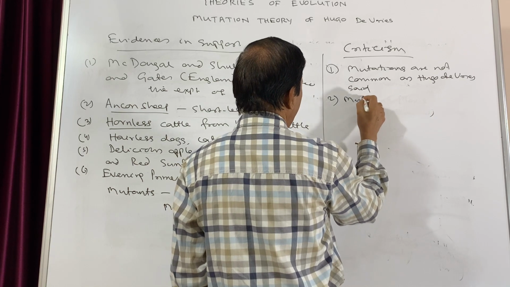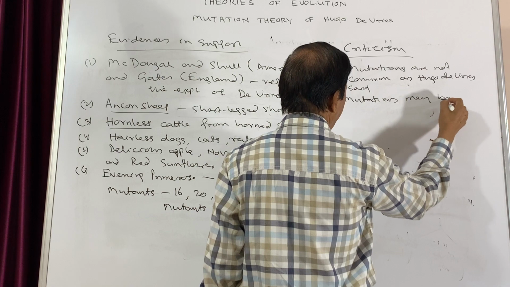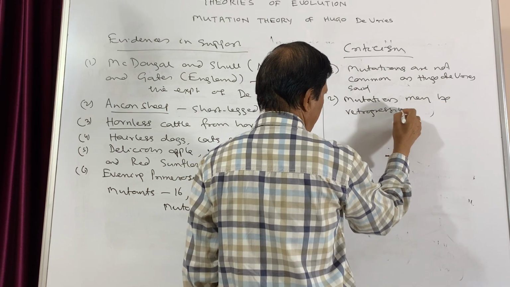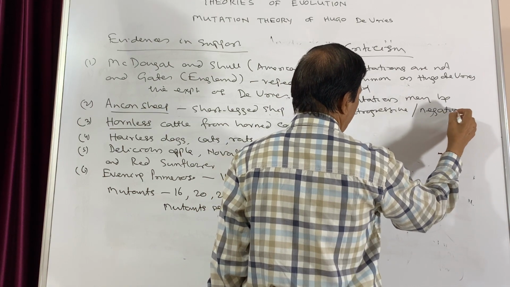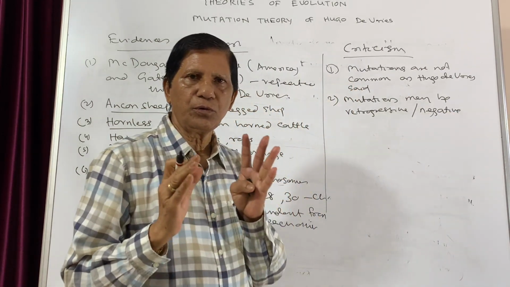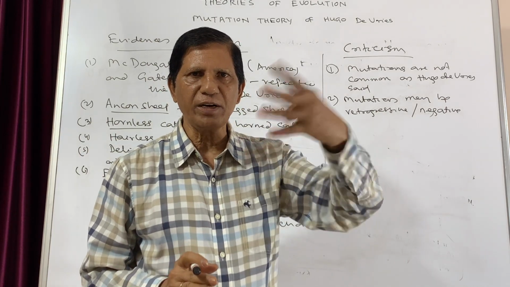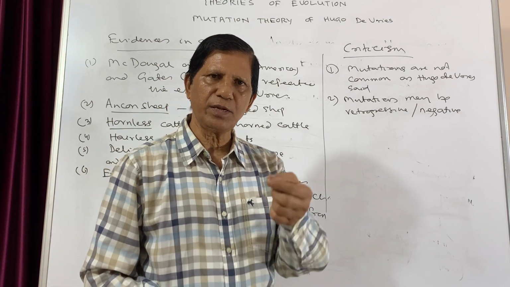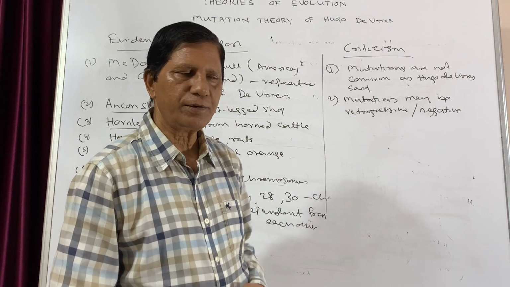Now the second is, mutations may be retrogressive or negative. That means according to De Vries, mutation will take place only so that more and more better characters will be produced. But sometimes the mutations also produce negative characters. So how will that be explained?